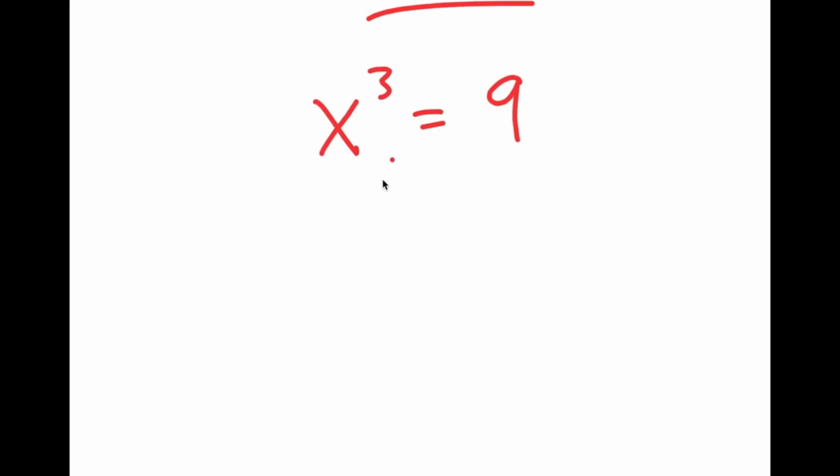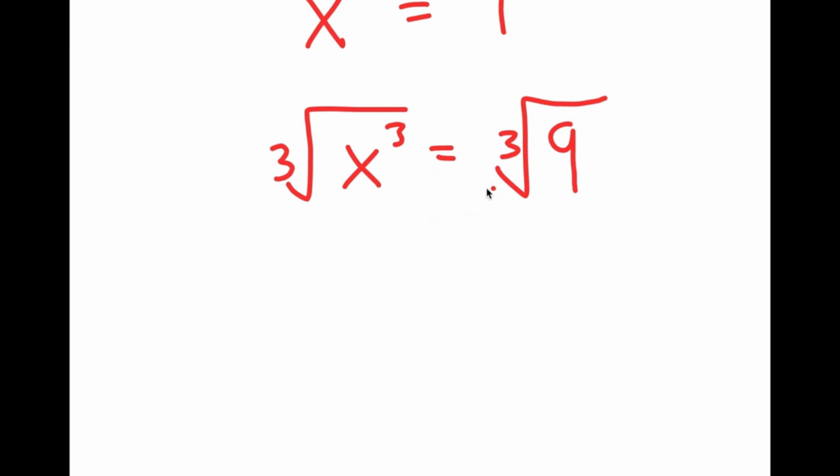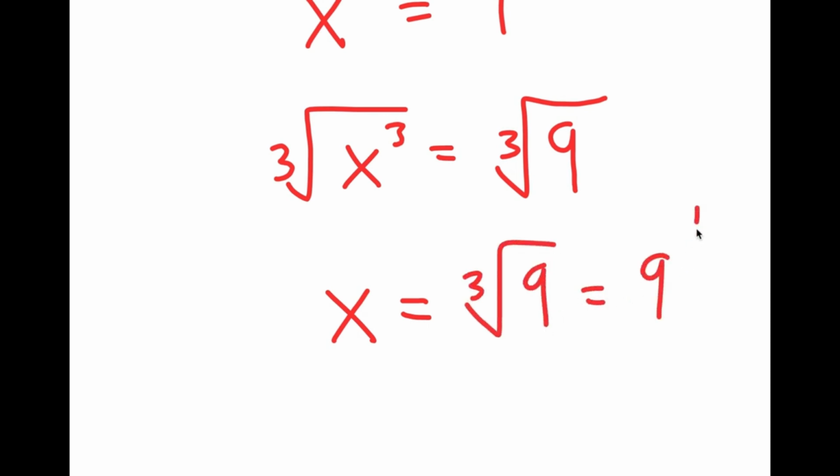So now to solve this, I'm going to take the cube root on both sides. So I get the cube root of x to the power of 3 is equal to the cube root of 9. Now the cube root of x to the power of 3 is simply just x. So I get x is equal to the cube root of 9. And this is the same thing as 9 to the power of 1/3.